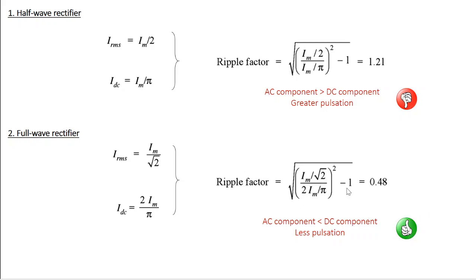So ideally you want the ripple factor to be as small as possible. So these are the two major advantages of a full wave rectifier over a half wave rectifier. First one, efficiency is higher. Second, the ripple factor is lower.